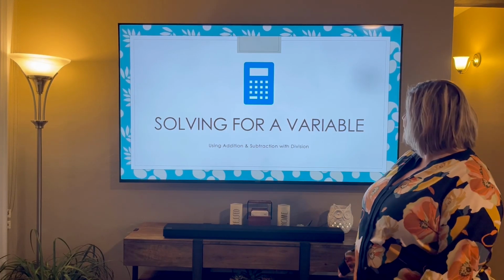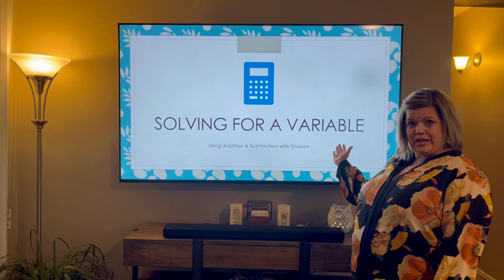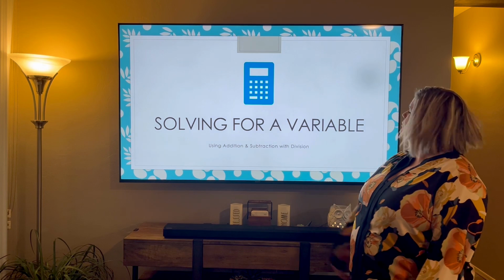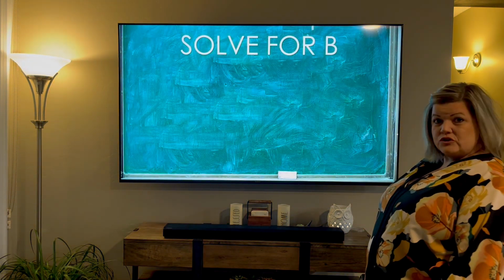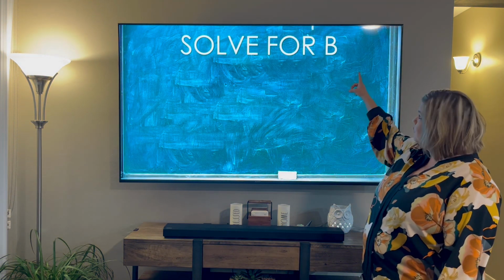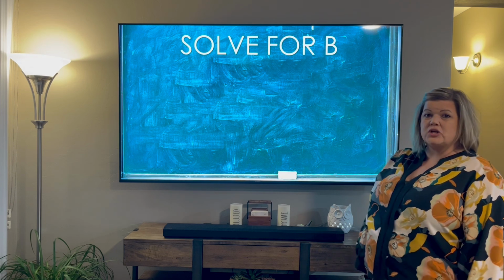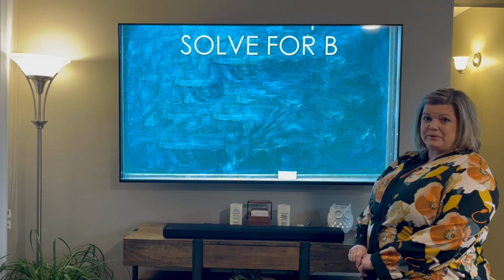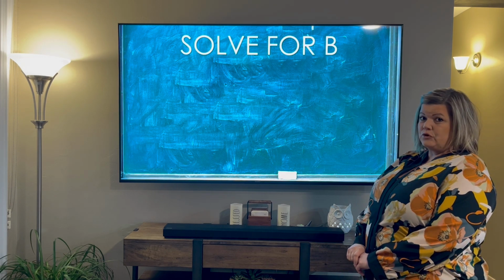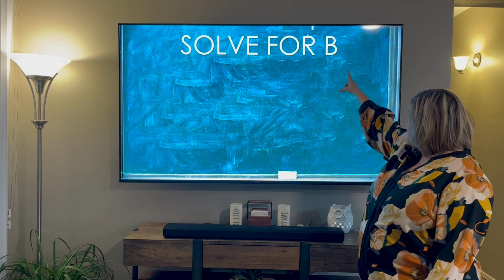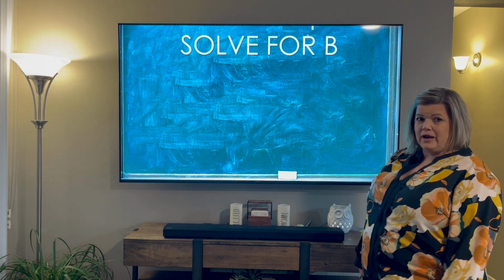Today we will be solving for a variable using addition and subtraction with division. We're ultimately going to be solving for b. Now remember, we've learned about variables and how they help us solve equations. They can either be represented by a letter or by a symbol.